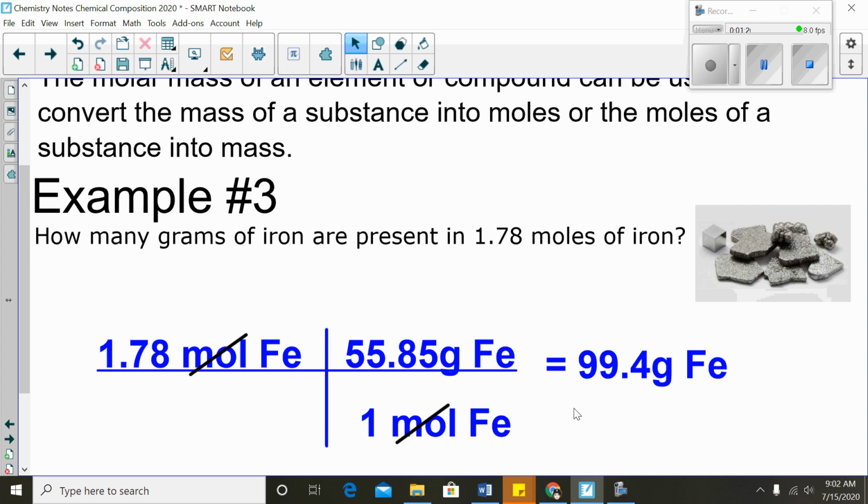So the moles will cancel, and you'll be left with grams. Now to solve this, you take 1.78 times 55.85 grams. If you want to, you can divide by 1, but you'll still come out with the same answer. There's nothing wrong with that. And the answer is 99.4 grams of iron. Now, why did I round it in this manner? To match my significant figures of what was provided in the problem. 1.78 has 3 significant figures, and so does 99.4.